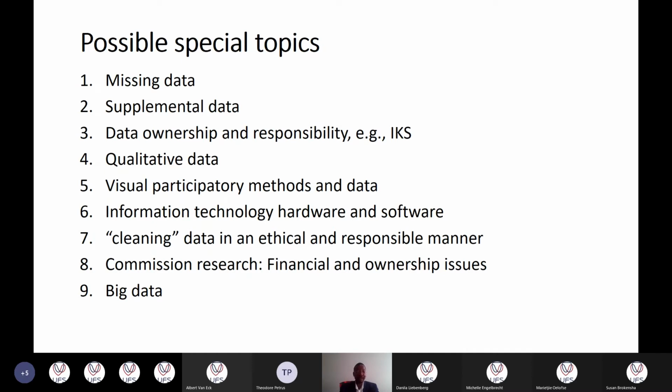What about this question of commission research? You've got a private company or even government who are actually paying you to conduct some research for them. You co-own the data. You may also use it for your academic purposes. But what would be the ethics and the tension between yourself and other parties regarding the management of that data? Of course, I know Susan will talk about big data.